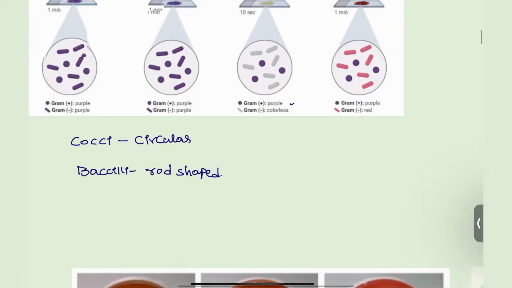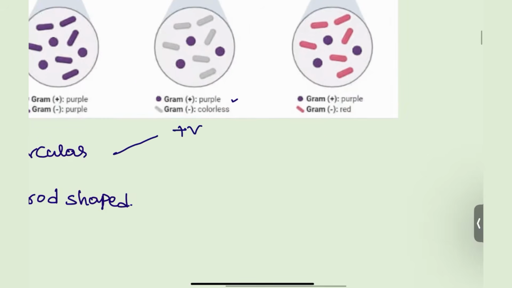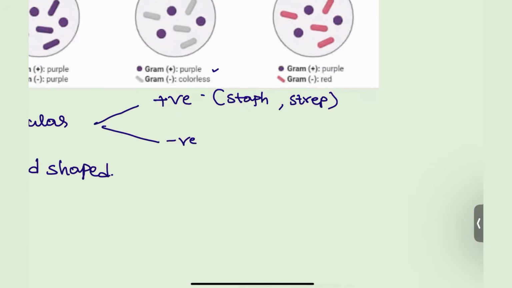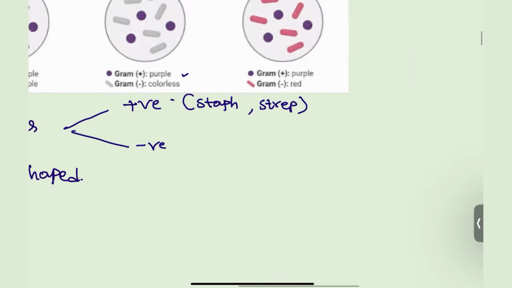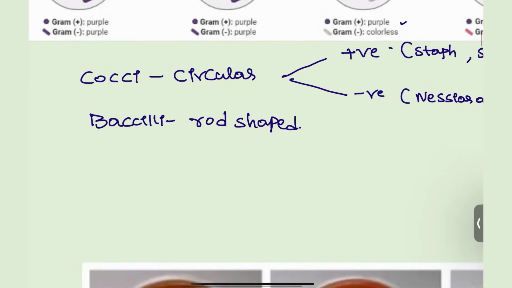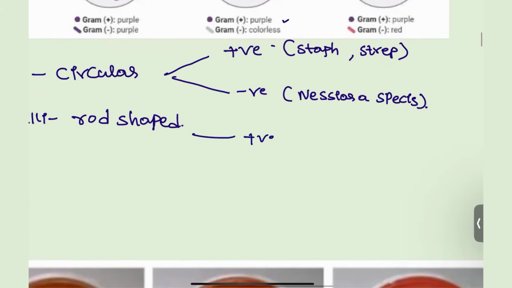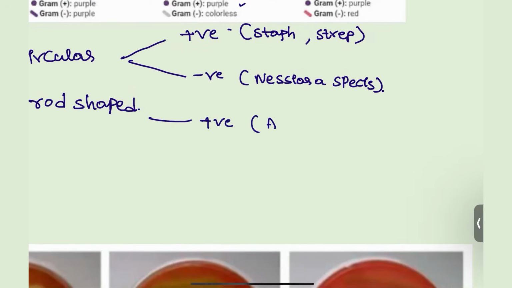In the cocci we have the two types again, gram positive and gram negative. The gram positive cocci are most commonly your staphylococcus and also streptococcus. Next, the gram negative cocci are going to be the Neisseria species. All the Neisseria species will come under the gram negative cocci. Next, gram positive bacilli.